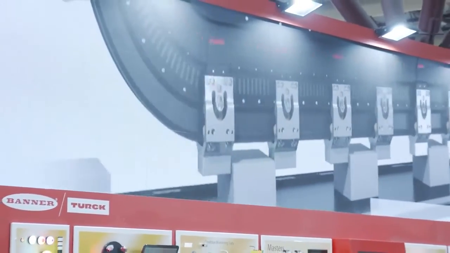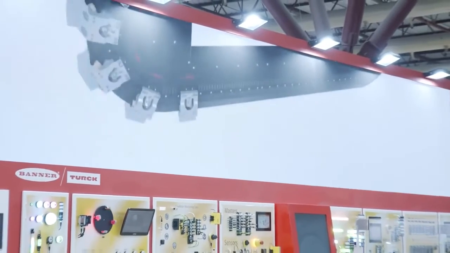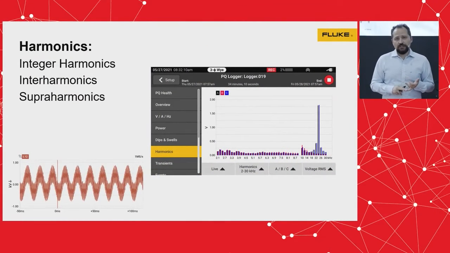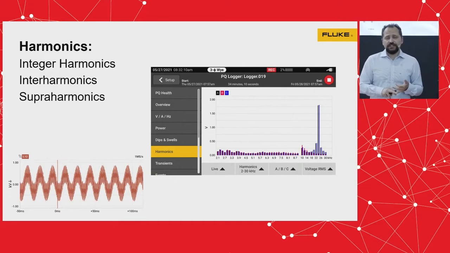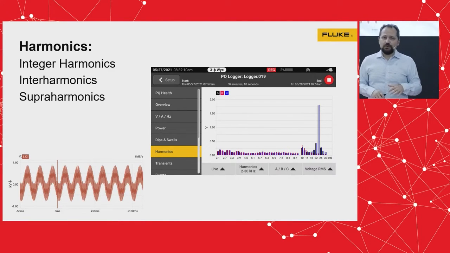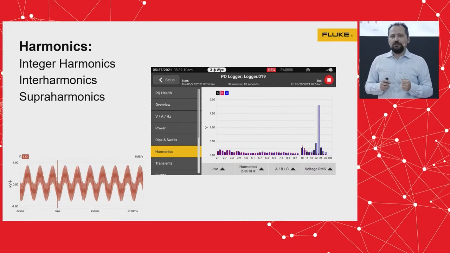There are three different types of harmonics. We have integer harmonics, which are relatively common. Then we have interharmonics, and much more common in recent years is supraharmonics. Supraharmonics are harmonics that are beyond 2 kilohertz, beyond the 50th harmonic. That requires really high sample rates from the measurement unit. So we need a really powerful unit to be able to get those high frequency harmonics.